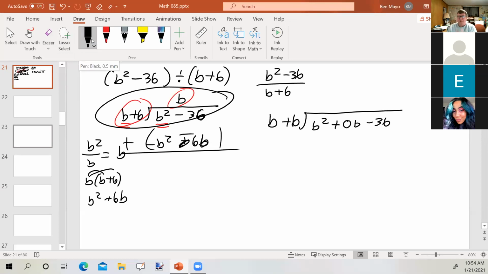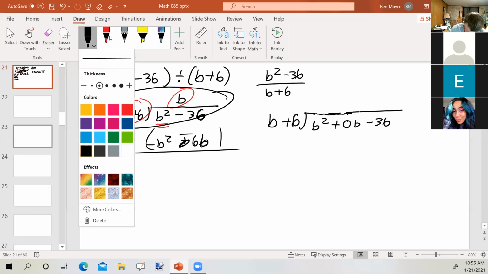So what am I doing? I'm putting a 0 to create a column for the missing powers. This is b squared, this is b to the first power, and this is just b to the 0 power, or no b at all. So I haven't changed the value of the problem because I just put a 0b. That doesn't change the overall value. But now I've got a column for the b to the first power. So let's take a look at this problem again and see what happens.